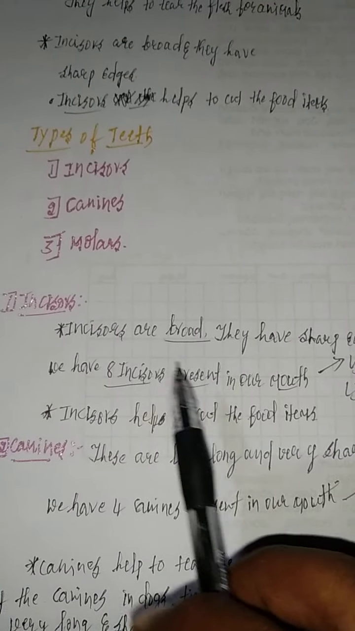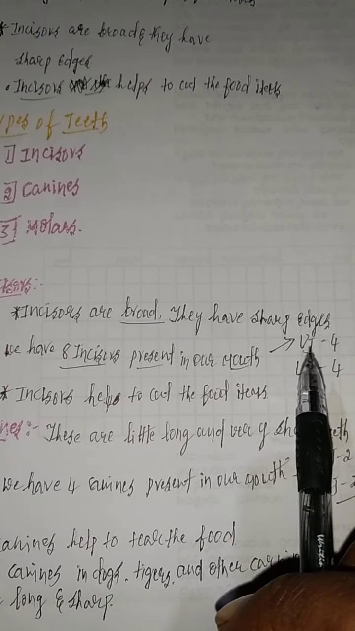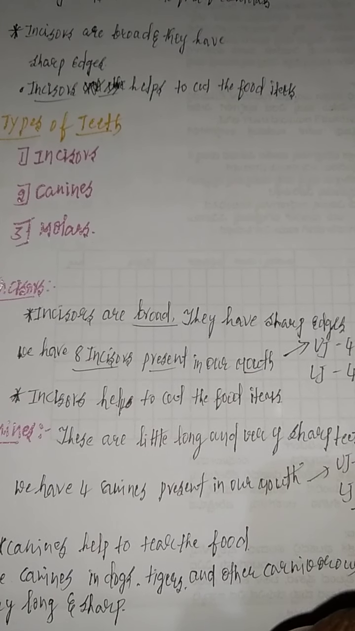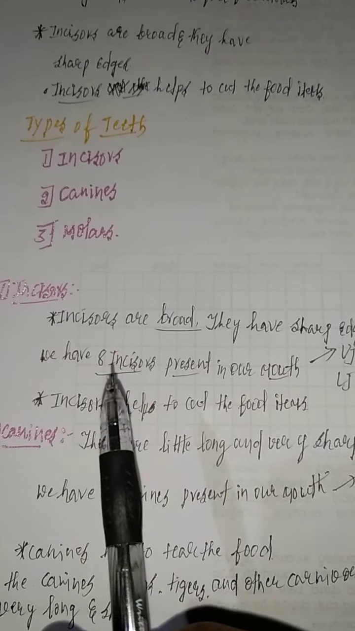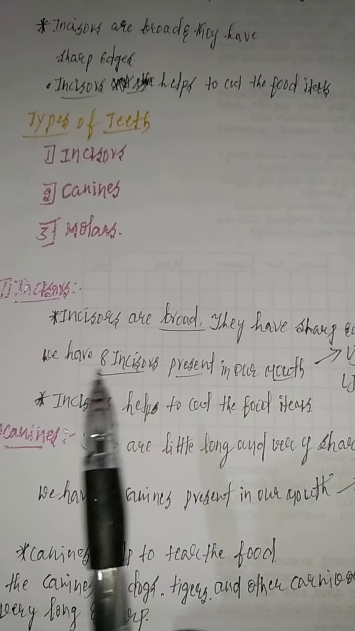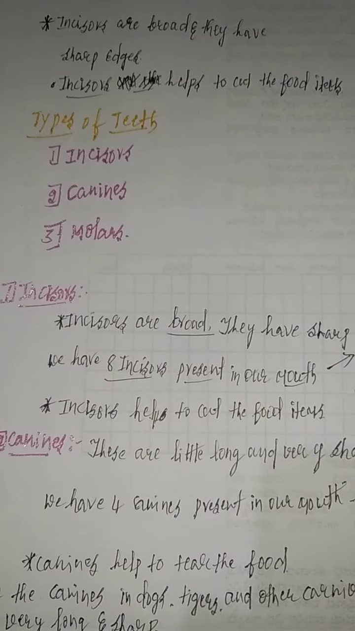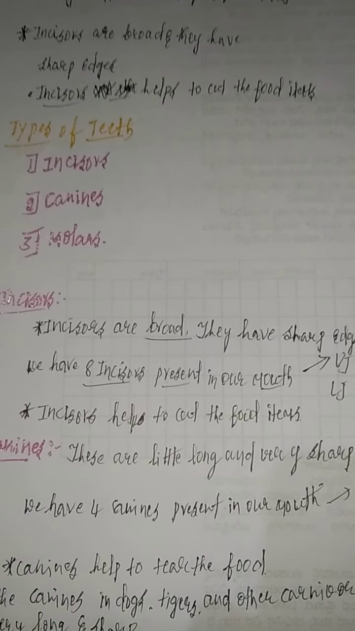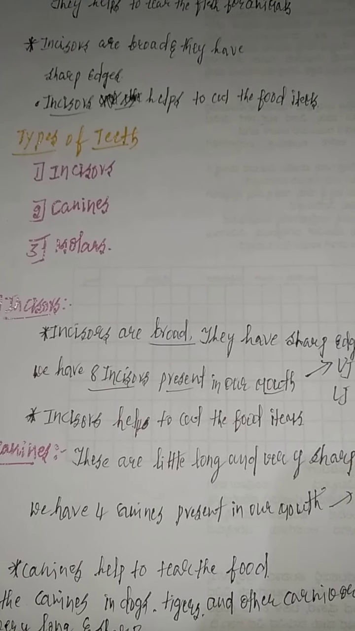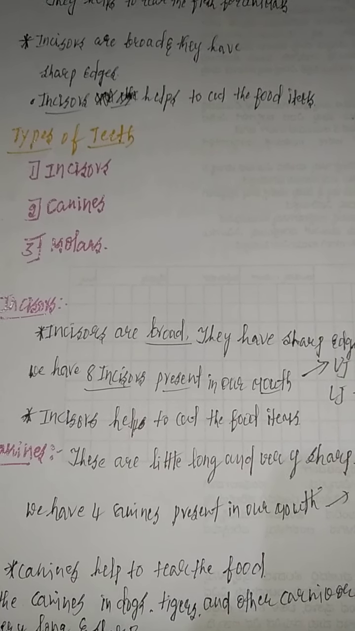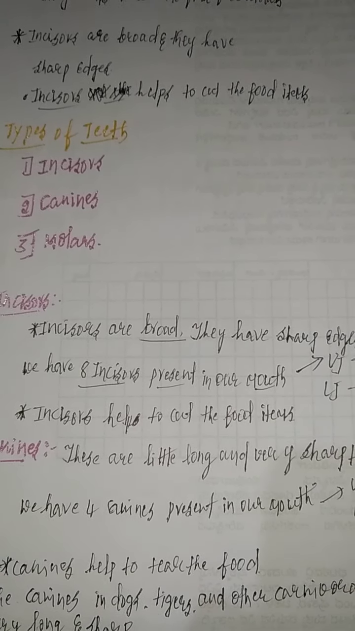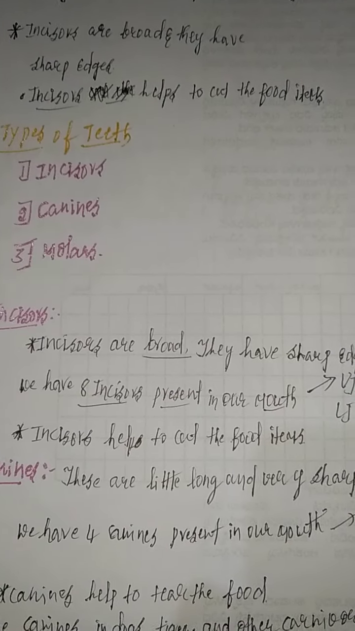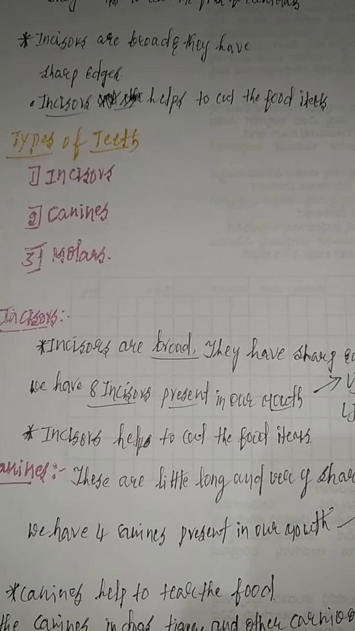We have 8 incisors in our mouth: 4 in the upper jaw and 4 in the lower jaw. Incisors help us cut food items very easily. For example, when you are eating fruits and vegetables, the incisors help to cut them very easily.